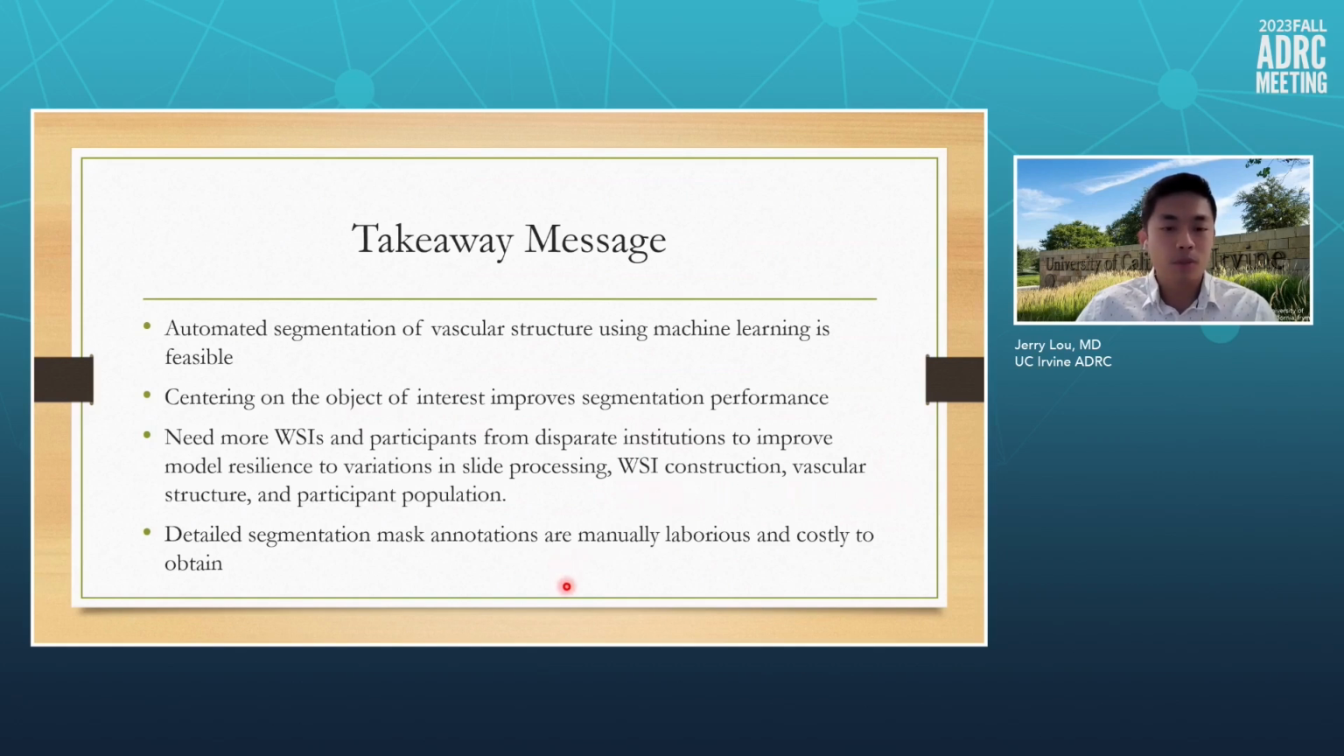And then also something we are learning in this study is that a detailed segmentation mask, the annotation for this, is quite manually laborious and costly to obtain. So we are thinking of some ways to design an algorithm that can maybe go around the requirement for laborious manual mask annotation. So I think, yep, these are our main 4 takeaway messages for our study currently.